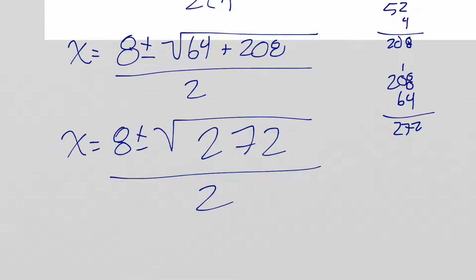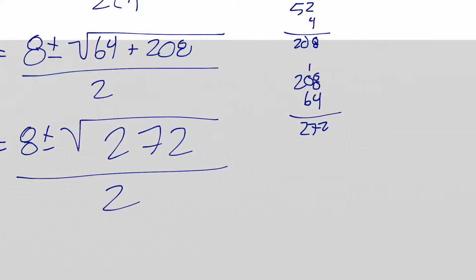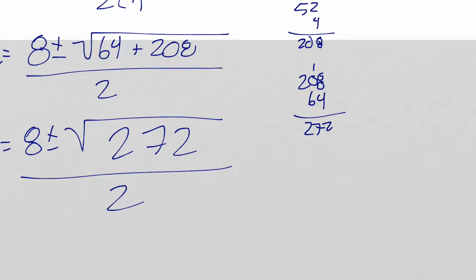So unfortunately, 272 is a gross number. It's not a nice square number that we can just square root. So we're going to need to simplify this radical a bit. So let's try and figure out how we're going to do that. What I like to do is I'll take that number 272 and I'll start splitting it up, and I'll see how I can split it up. Hopefully there'll be some perfect squares we can pull out.